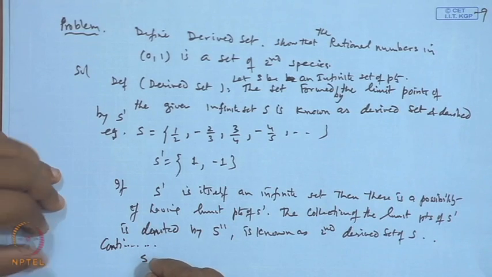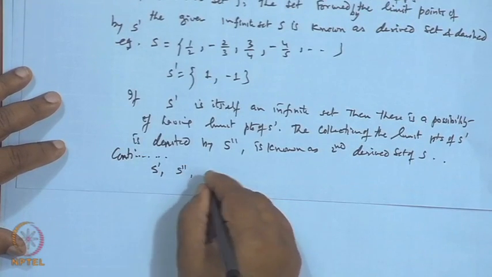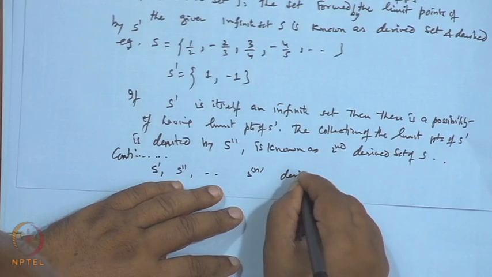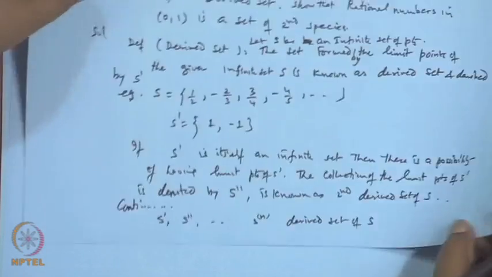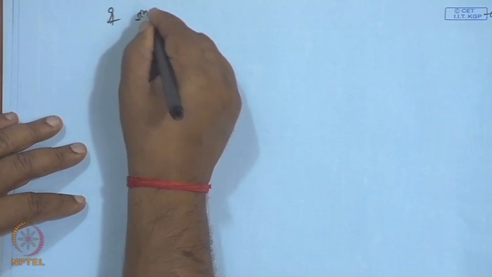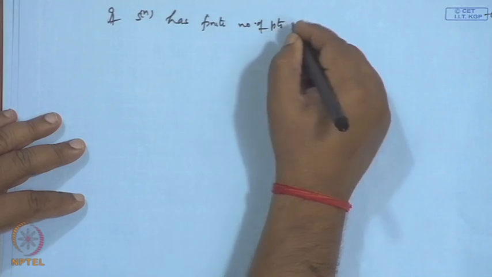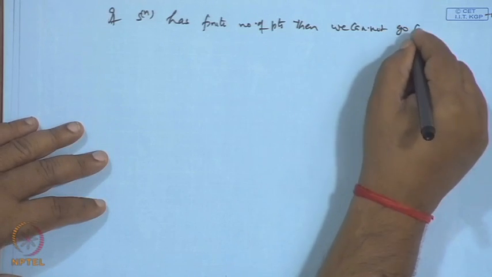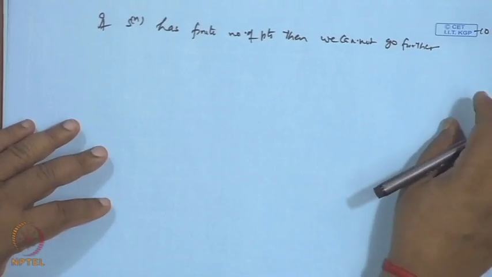If S dash is the first derived set, S double dash is the second derived set, S n is the nth derived set of S. These are the derived sets of S, and if S n, the nth derived set, has a finite number of points only, then we cannot go further. We are unable to get a limit point of S n, and then we stop here.